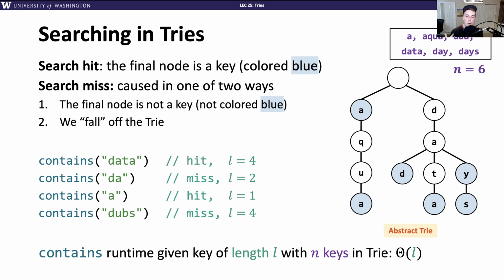So just to keep going, if you just search for A, we'd start at the beginning and go to the A branch because there's an A character. And then we say, okay, well, this is a key, so we return true because there's no other characters. And then dubs: if we did D, and then we tried to take a U, but we don't have a U child, we'd fall off the trie and have to return false.